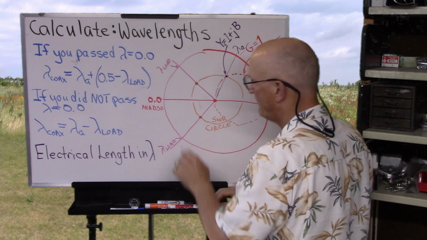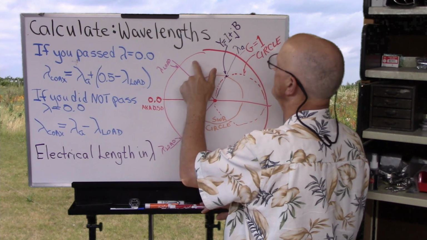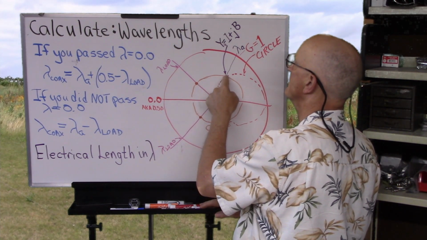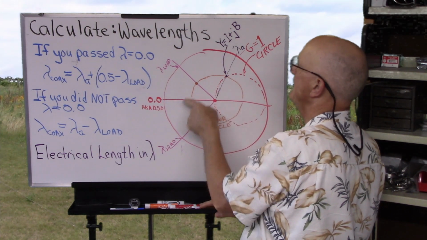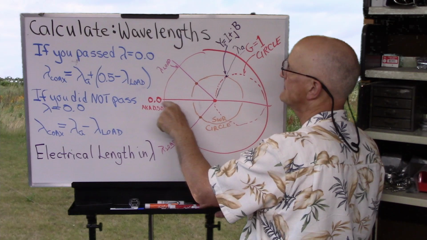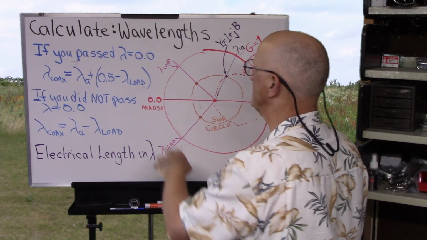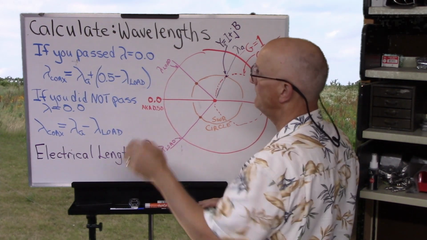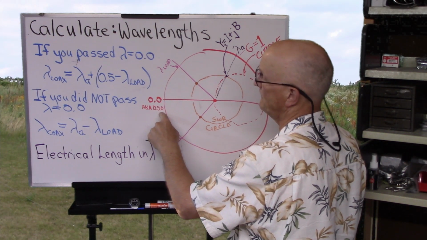Now, if in the process of moving around clockwise here to get to that first point where your SWR circle crosses the G equals 1 circle, you've crossed this 0.0 meridian here, which is also, if you remember correctly from the tour, the same as 0.5.